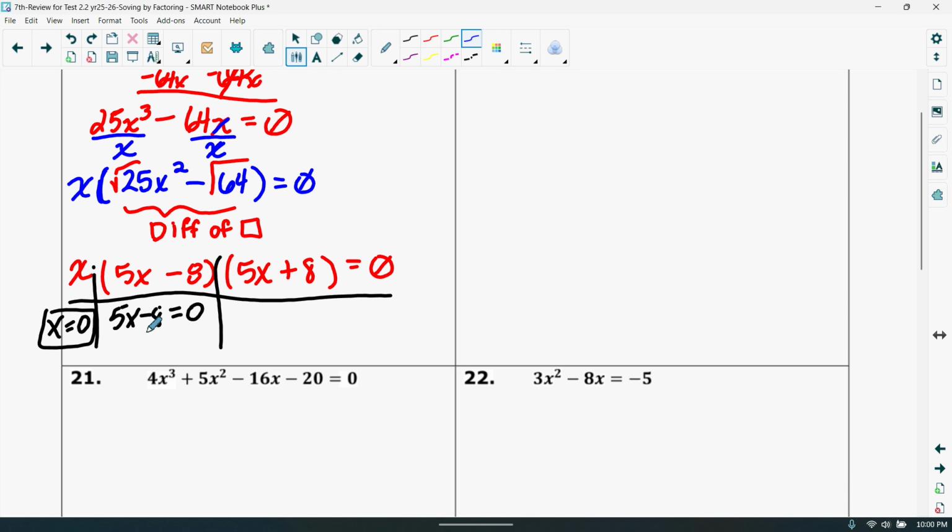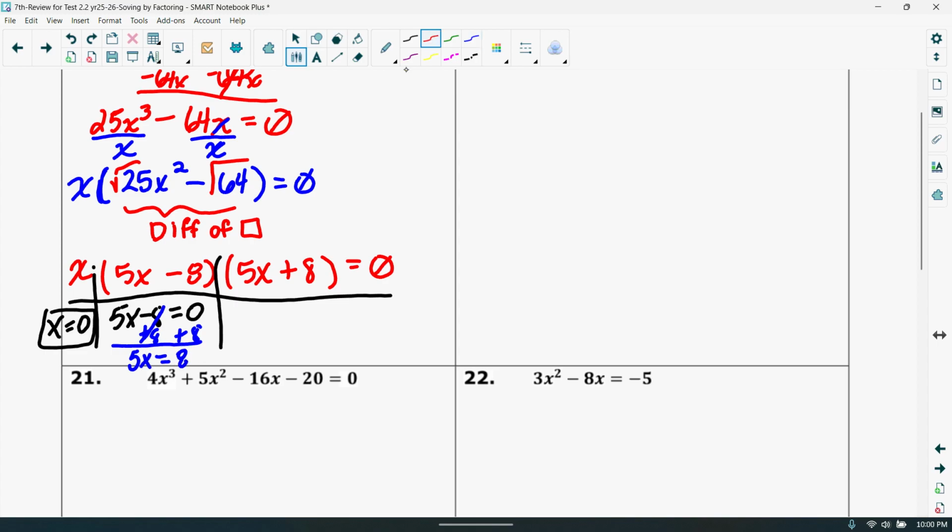Now when we do that, we have to isolate the variable term, that 5x, by adding 8 first on both sides. I've kind of run out of room here. So this is going to turn into 5x equals 8.